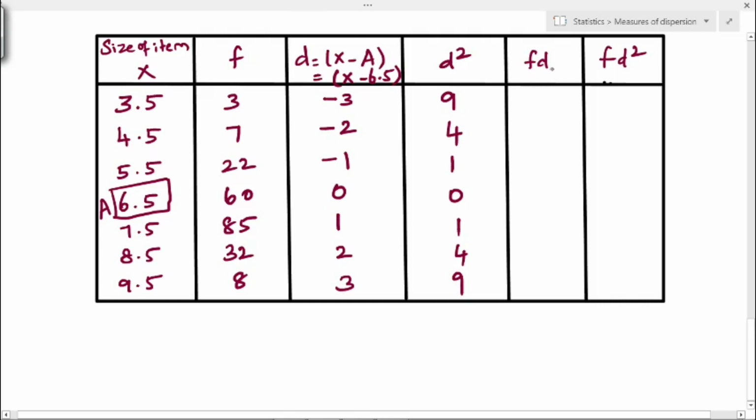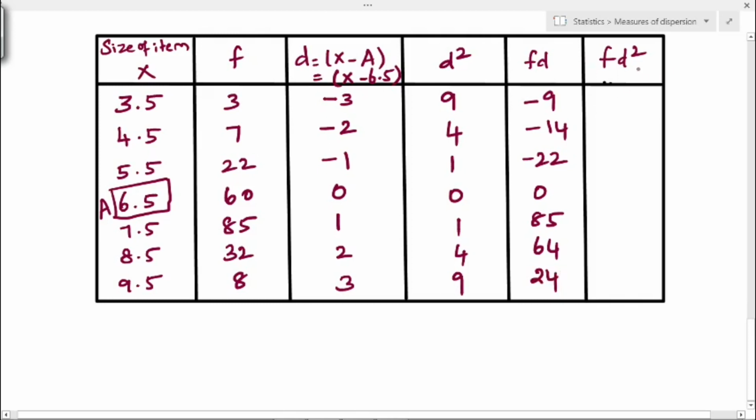Next we have to find fd. Fd is nothing but we have to multiply f and d value. So first 3 into minus 3, that is minus 9. 7 into minus 2, minus 14. Next 22 into minus 1, minus 22. 60 into 0, that is 0. 85 into 1, that is 85. 32 into 4, that is 64. And 8 into 3, that is 24. So these are all the values of fd.